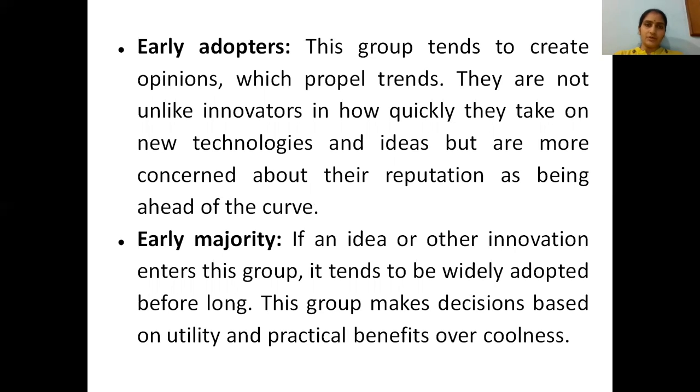Secondly, come the early adopters. Now, who are these early adopter category people?